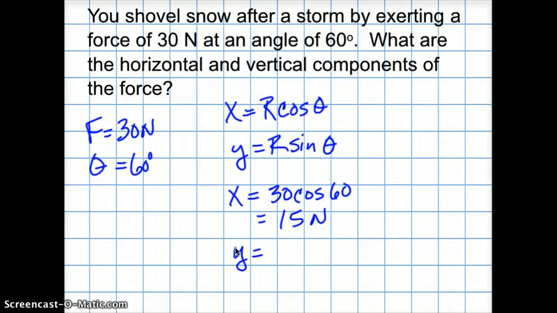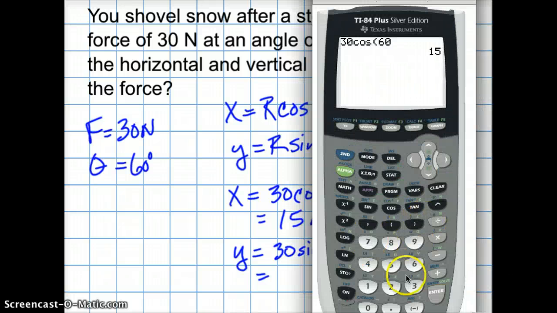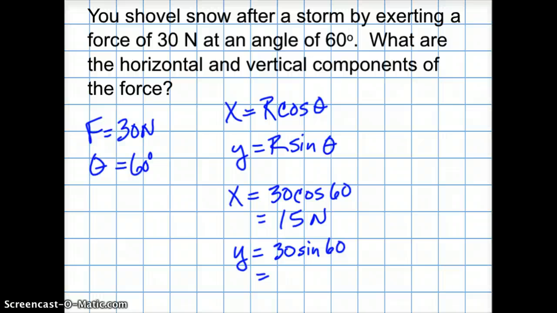My y component is going to be 30 times the sine of 60. So 30 times the sine of 60, and that's going to give me 25.98. My y component is 25.98.